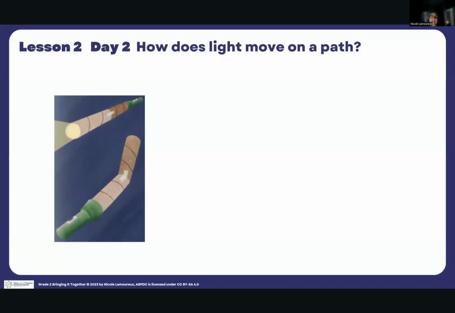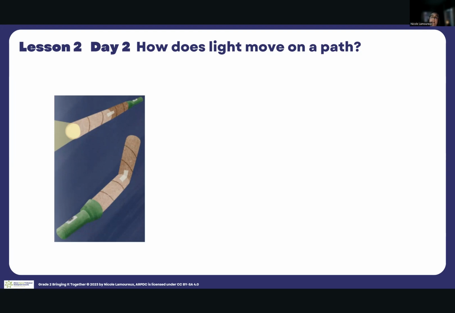So now they're going to start looking at answering that question of why that happens, and they're going to get an investigation with flashlights and two tubes, empty paper towel. They have to be long, not toilet paper. I've tried this out. And 2 tubes is important, taped together to an end of a flashlight, and then one is bent, okay?